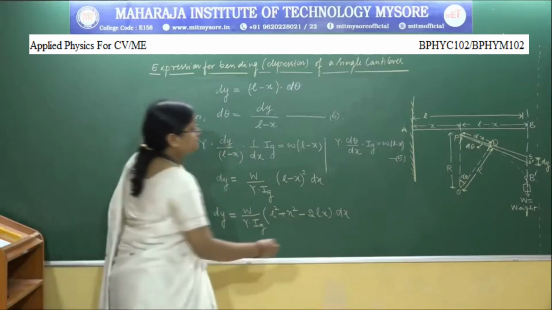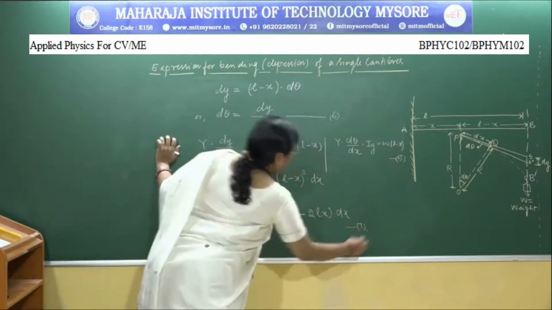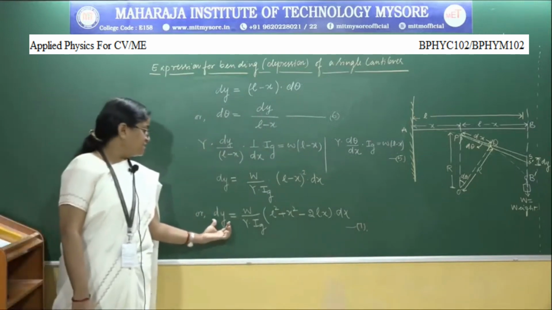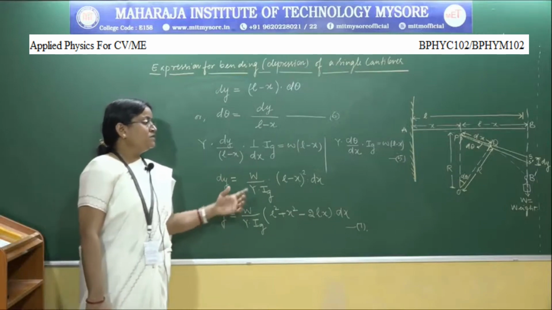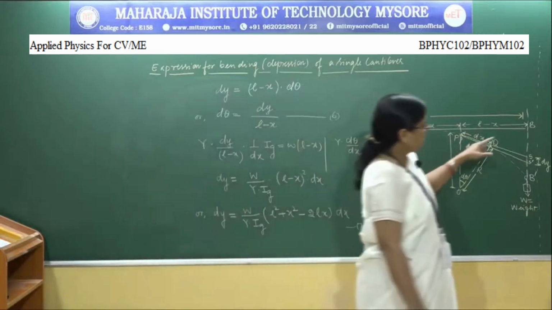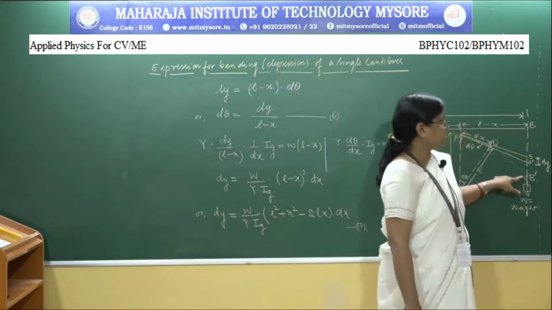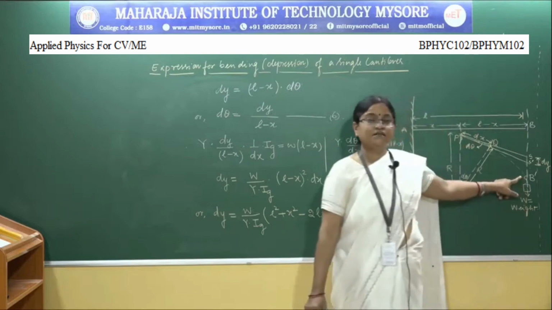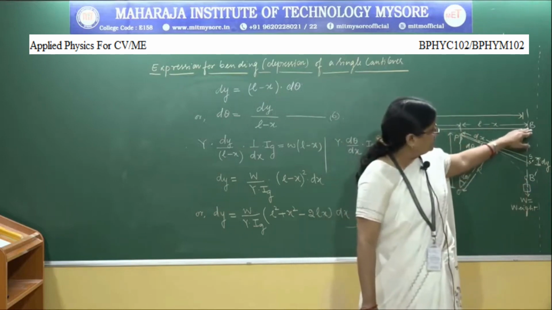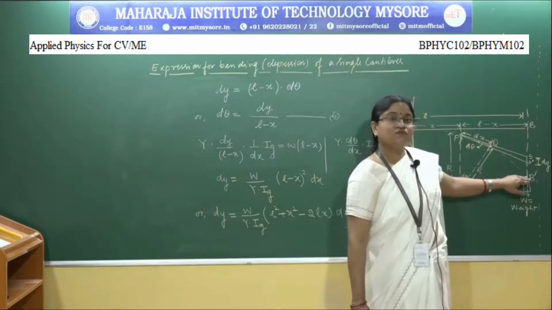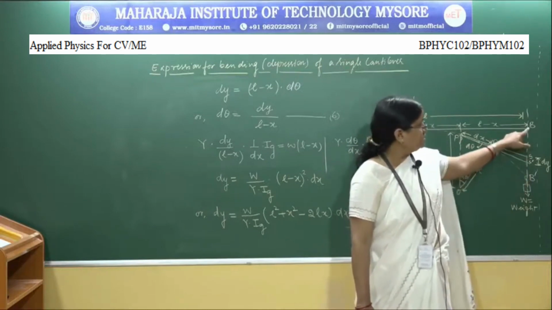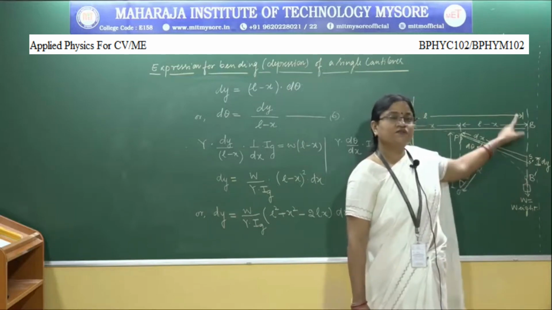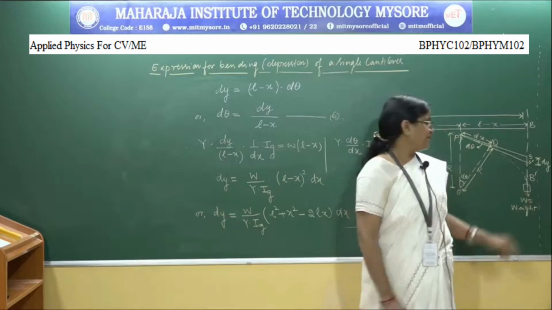Now, further, we will integrate this equation. If we understand that the total bending BB dash is equal to y, we can take one limit as 0 and the other limit as y. 0 to y, the length is y.